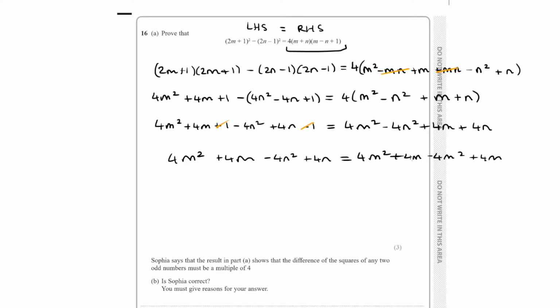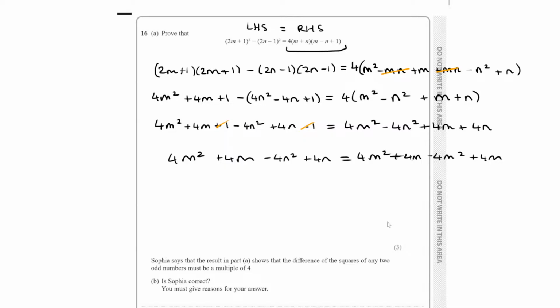I don't know if we need a conclusion, so let me have a look at the mark scheme. Final answer for complete proof without any errors uses expands both sides to show that the left hand side is equal to the right hand side. Yeah, there's nothing you can really conclude there.